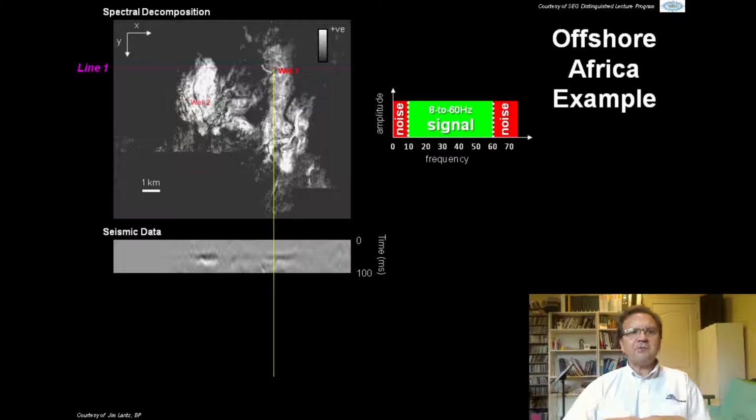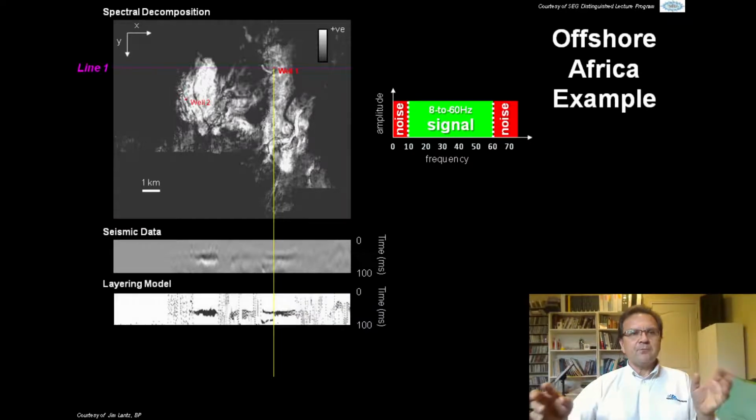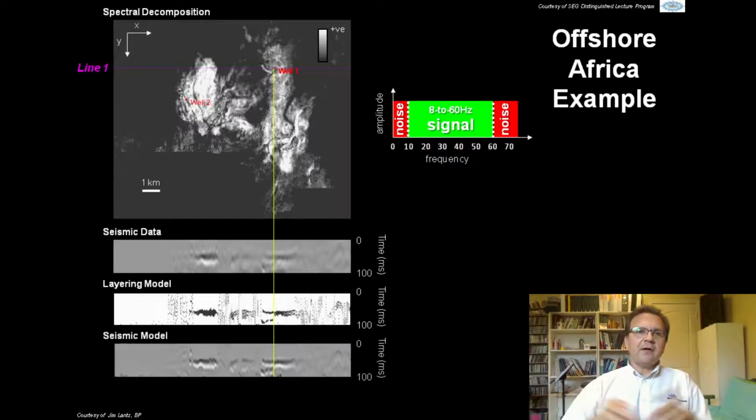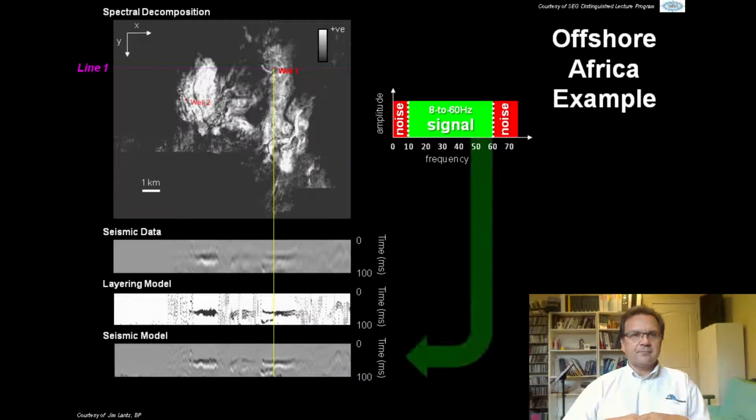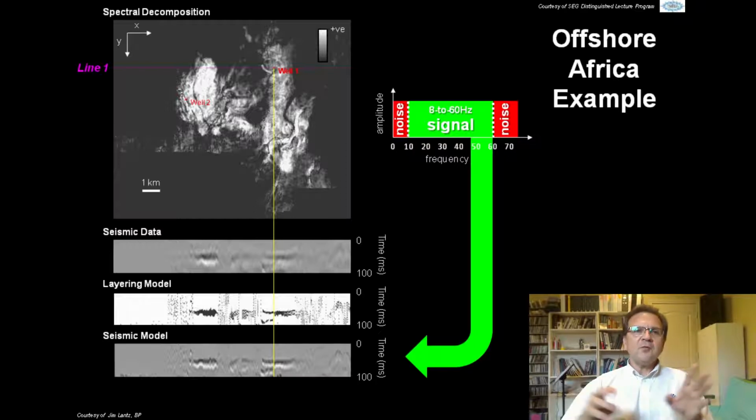Here's a 100 millisecond flattened target zone cross-section at one of the wells. It shows the input seismic data. Below the input data is the spectral inversion layering solution. And below that, for QC purposes, a filtered seismic model based on that layering solution. The seismic model was filtered back to the signal bandwidth that was available in the input. This was to simulate the input data.